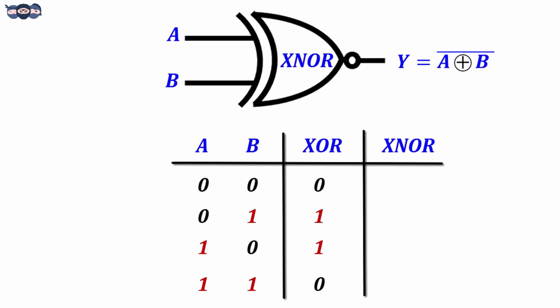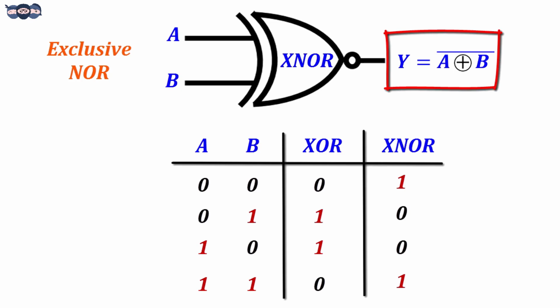Whereas the exclusive NOR gate, XNOR, requires both the inputs at the same logic to generate a high output. It is the complement of XOR gate. It can be seen from the logical expression.